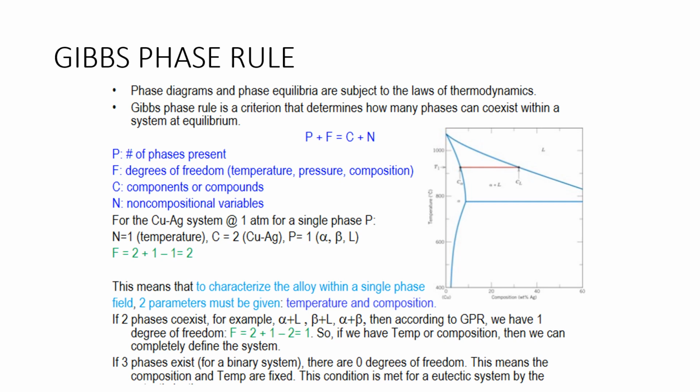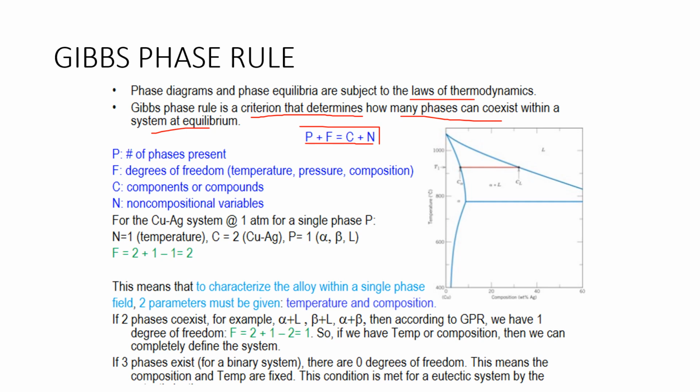Gibbs phase rule. When we use this rule, it is a criterion that determines how many phases can coexist within a system at equilibrium. Phase diagrams and phase equilibrium are subject to the laws of thermodynamics, but how to determine the number of degrees of freedom, or how many variables can be used, we can come to know by using the Gibbs phase rule.